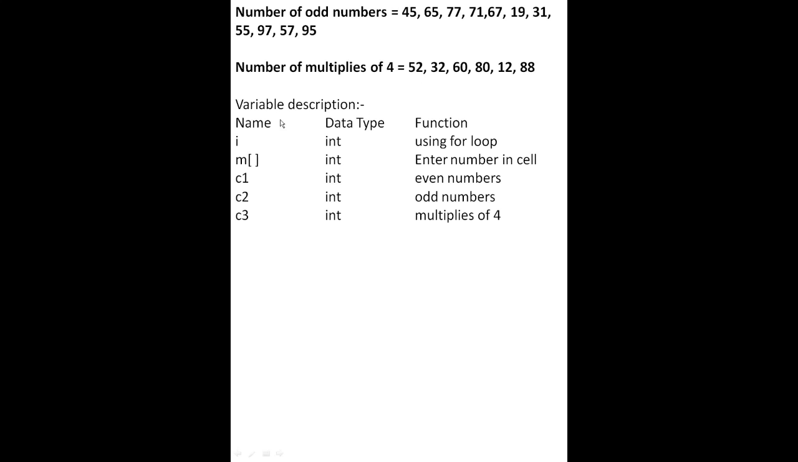Now variable description, name, data type, function: i, int, using for loops; m, int, enter numbers in cell; c1, int, even numbers; c2, int, odd numbers; and c3, int, multiples of 4.